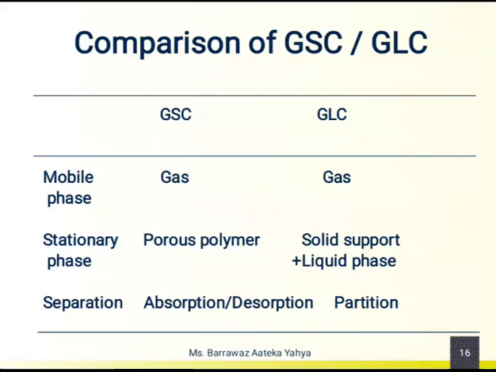There is a small comparison between gas solid and gas liquid chromatography. If we have the stationary phase as a porous polymeric solid material over the walls of the column, then it is gas solid. If it is a solid supported liquid phase, then it is called gas liquid chromatography. The basic principle will vary as the stationary phase varies. If the stationary phase is solid, then the basic principle will be adsorption, and if a liquid stationary phase is coated over the solid support, then the separation principle changes from adsorption to partitioning.